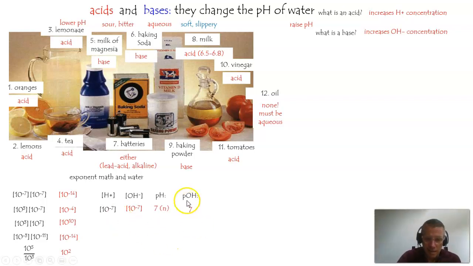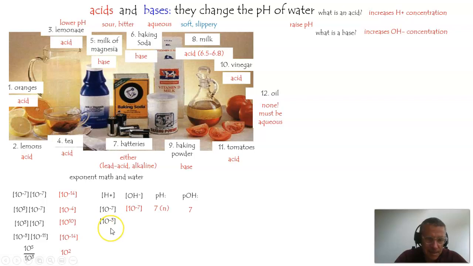pOH is literally the powers of hydroxide, which means the exponent there. This pH stands for powers of hydrogen, which is literally the exponent there, which is a 7. That's where it all came from. pH 8 means the H plus concentration is 10 to the minus 8th moles per liter. So there's a reason for it.